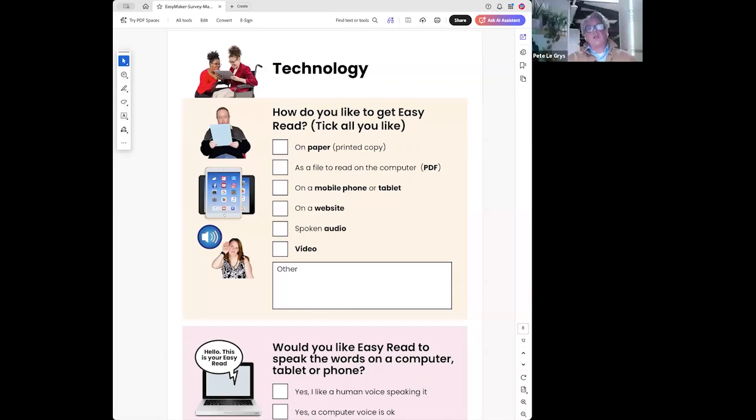So again, I would change this one. It comes across as a bit of a barrage of questions like, do you like this? And I think I would space this out a little bit more next time.